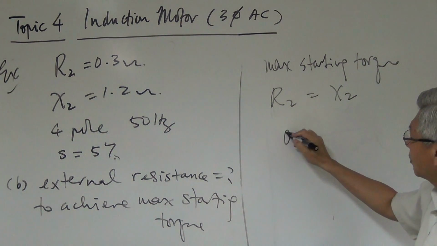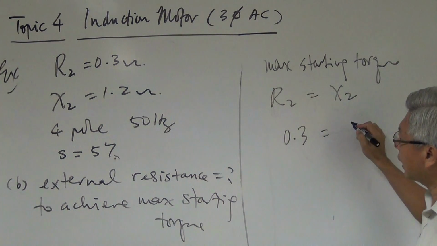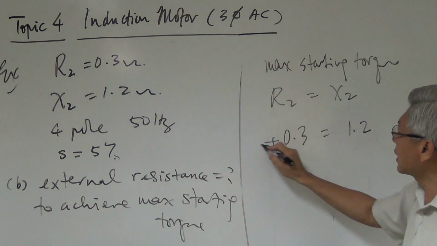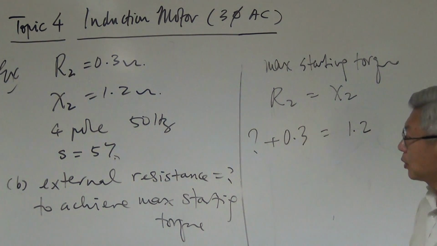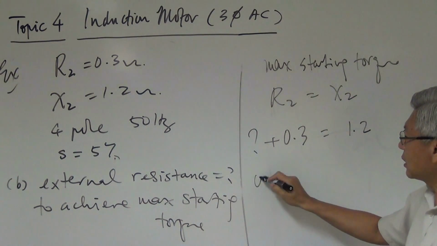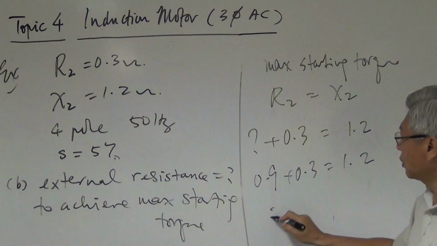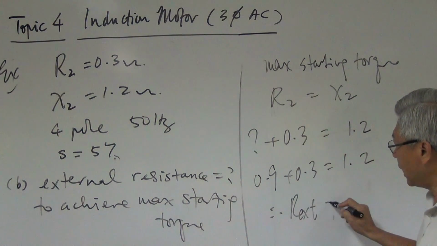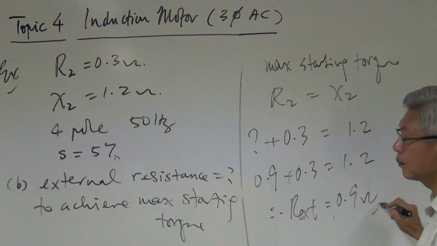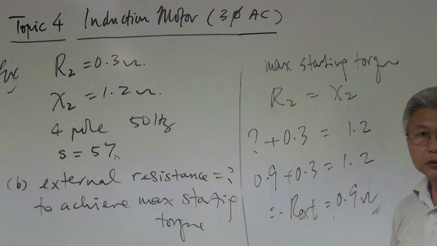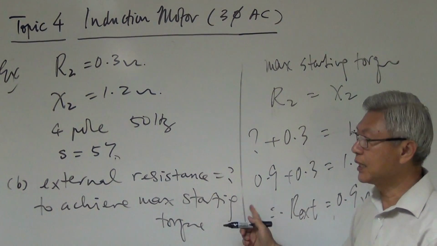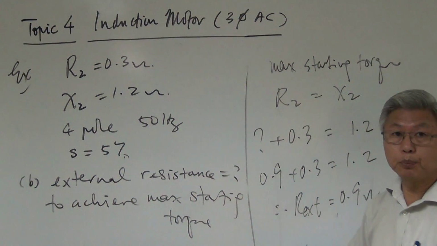My resistance is 0.3, my reactance is 1.2. So what must I add to make them the same? Of course, the answer is 0.9. 0.9 plus 0.3 is 1.2. So the external resistance needed is 0.9. Okay, that is the 3 new points that we just learned.